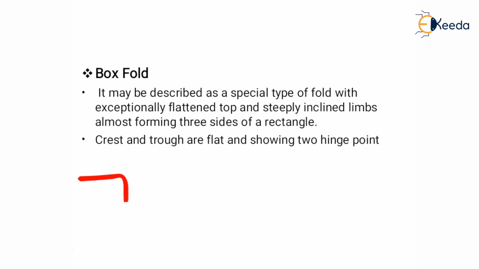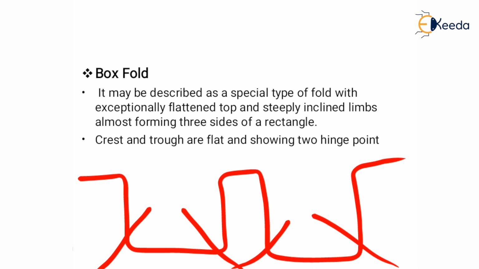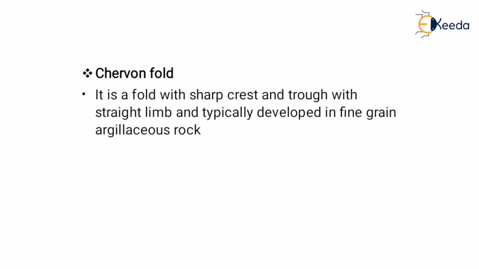Box fold. A box fold is a fold in which two hinge zones are present. See, this is the first hinge zone, and second; first and second. Two hinge zones present in one fold. This is called a box fold, in which the hinge line is flat. It may be described as a special type of fold with an exceptionally flat top and steeply inclined limbs, almost forming three sides of a rectangle. The crest and top are flat, showing two hinge points. So this crest and top part, also called the hinge zone, are flat and show the two hinge points in a box fold. See, this is the box fold. These are the two hinge lines and the crest part, or the top part, which are flat.